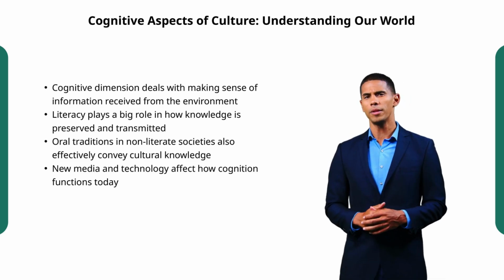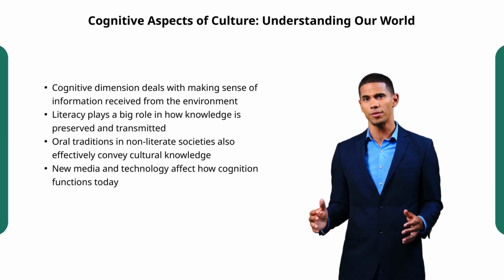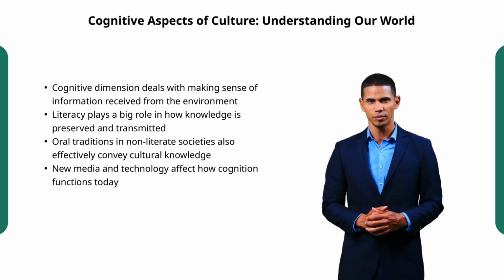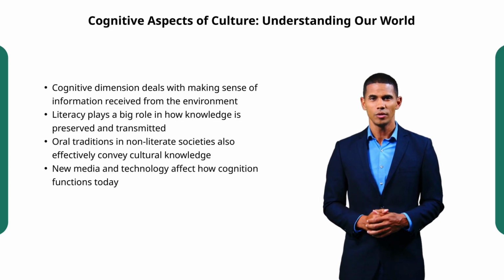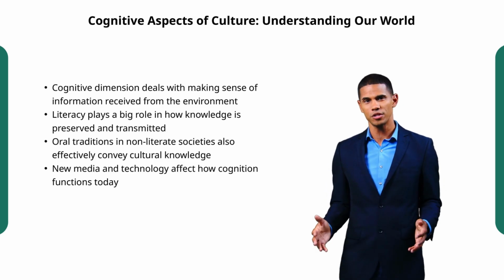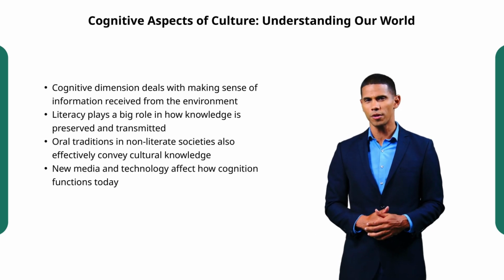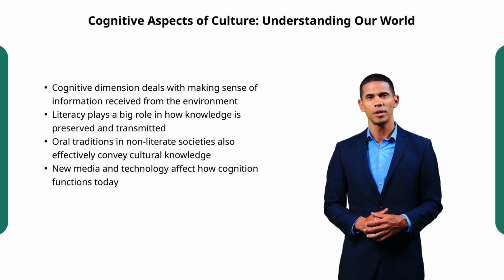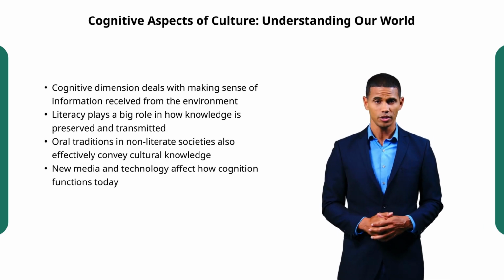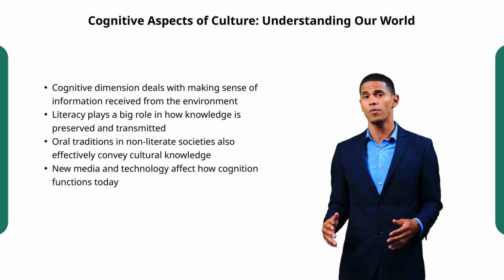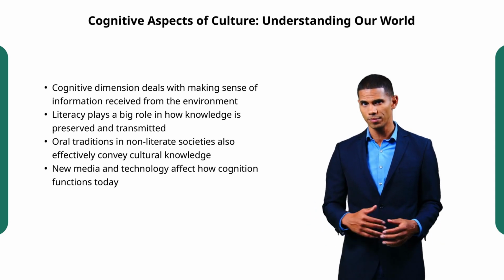Now let's explore the cognitive dimension where culture meets our mind. Cognition involves how we make sense of all that we hear, see, and experience. For example, recognizing a cartoon caricature or identifying your phone's ring is cognition in action. In literate societies, knowledge is often recorded in books, documents, and archives, passing cultural ideas across generations. In contrast, non-literate communities rely on oral traditions, stories, songs, and rituals memorized and performed.